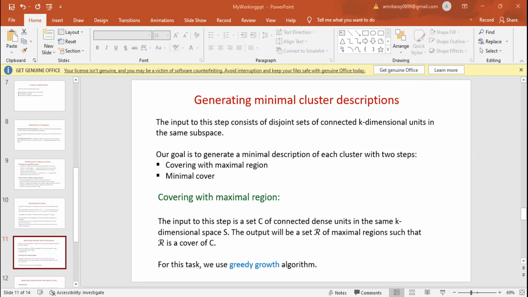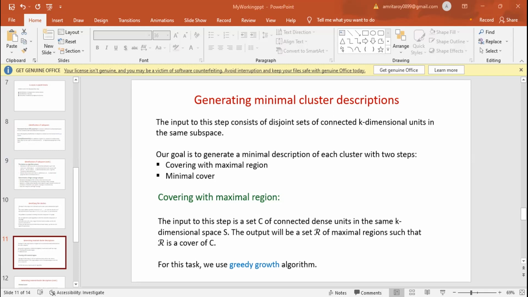So, what is the greedy growth algorithm? We begin with an arbitrary dense unit U1 of C and greedily grow a maximal region R1 that covers U1. Then we add R1 to the cover of C. Then we find another unit U2 of C that is not yet covered by any of the maximal regions in the cover. Then we greedily grow a maximal region R2 that covers U2. We repeat this procedure until all units in C are covered by some maximal region in the cover.